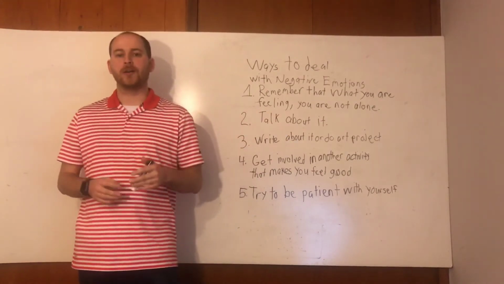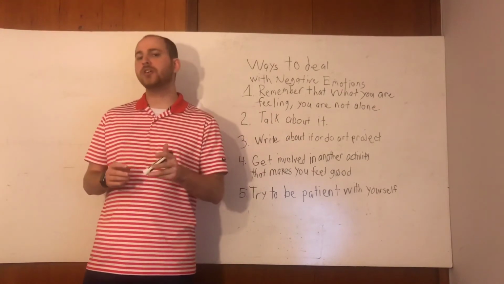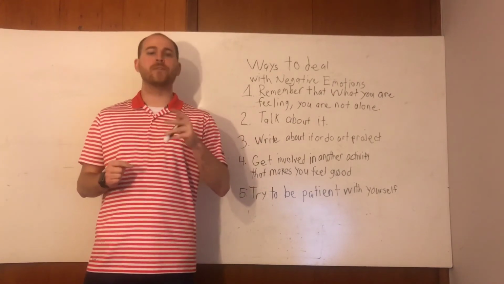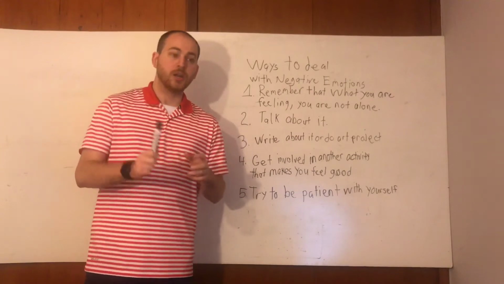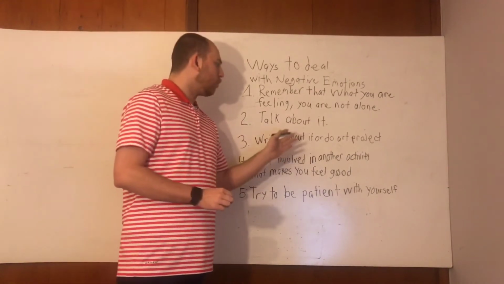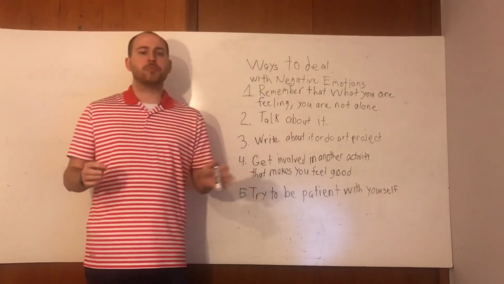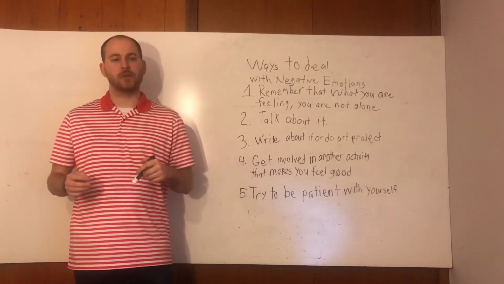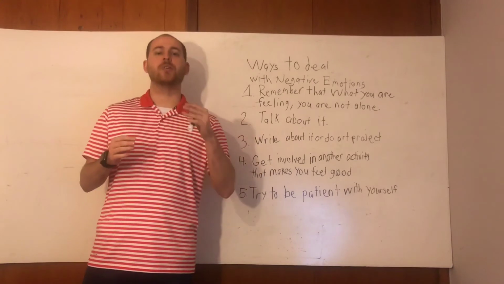Number 2, talk about it. Find a trusted adult, such as a parent, a teacher, or even a counselor. Talk to them about the negative emotions or feelings that you're currently going through. Number 3, write about it or do an art project. It may help if you have a pen, pencil, and a paper and write about what you're feeling. Or you can do an art project to take your mind off of it.